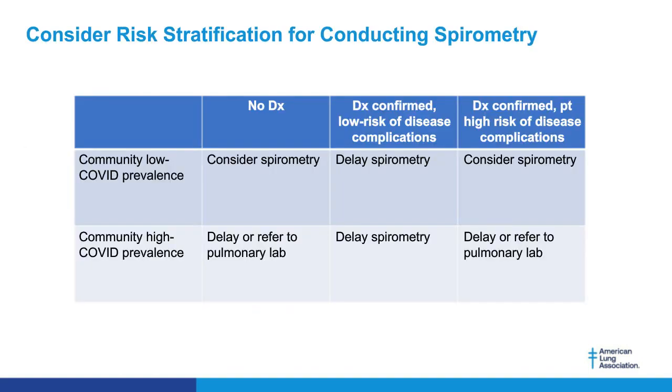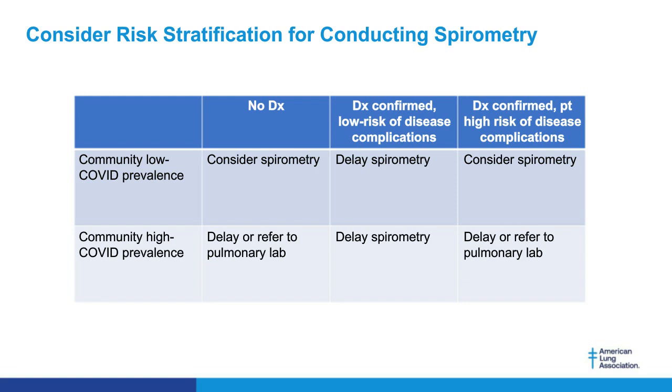The American Thoracic Society suggested some form of a grid like this, where you have community low prevalence of COVID and community high prevalence of COVID. If you don't have a diagnosis, you're going to consider doing the spirometry. If you have a confirmed diagnosis and there's a low risk of disease complications, in other words, it most likely will not change a medication, probably delay the spirometry. If you have a low prevalence and the disease is confirmed, the patient has a high risk of complications, like in this case, of somebody that has the possibility of going into lung transplant rejection. Then, of course, we would consider doing spirometry.